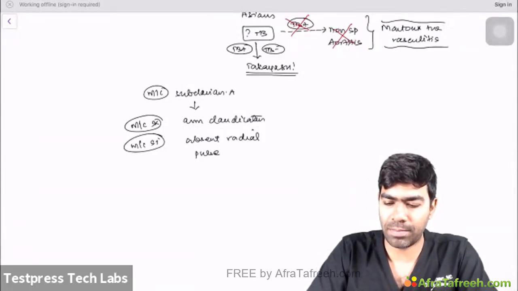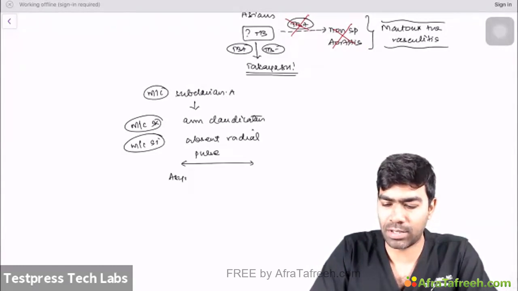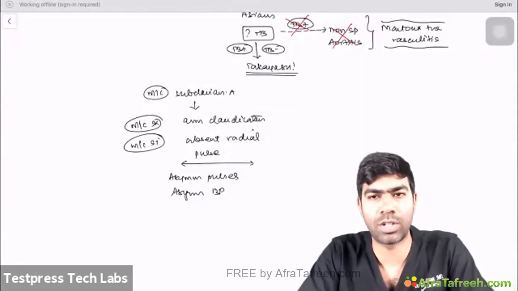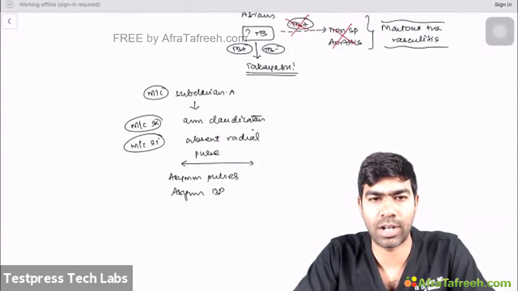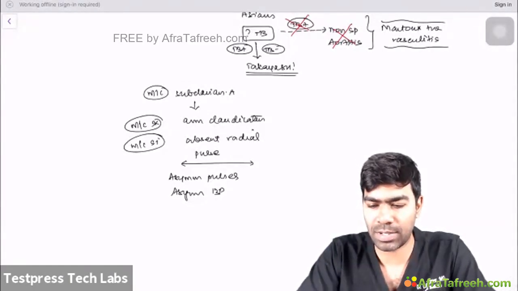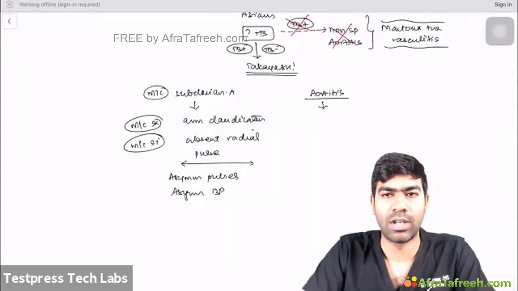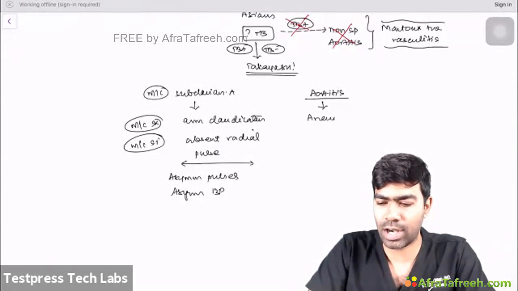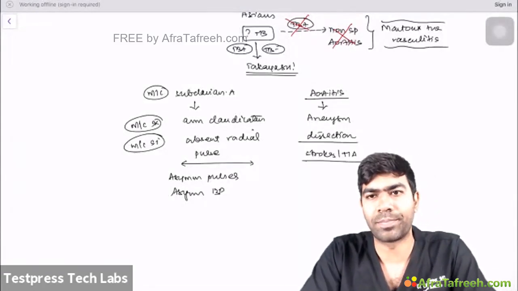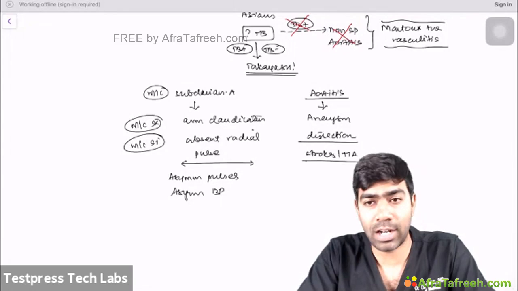Because of the same, they might have asymmetric pulses and asymmetric blood pressure. One important cause of a BP difference between the two arms of more than 20 millimeters of mercury. So definitely these are very important as well. These patients have a substantial amount of hypertension. They can involve aortitis, the aorta and its vessels. Because of aortitis, they can result in aortic aneurysm formation. They can result in dissection of the aorta, and they can result in strokes and transient ischemic attacks if the aortic arch vessels are involved.